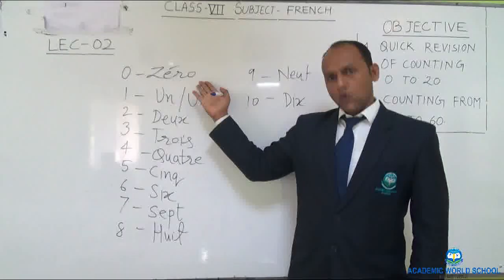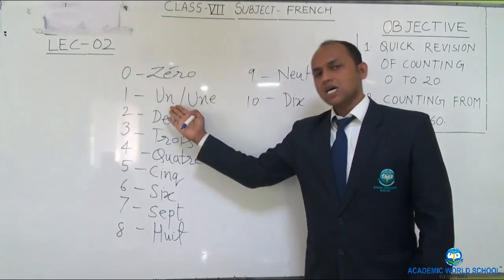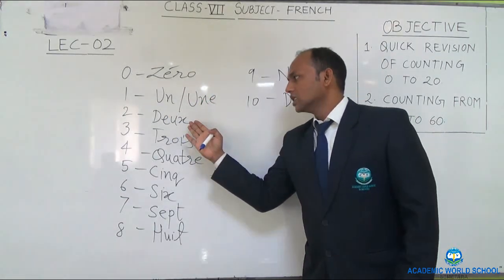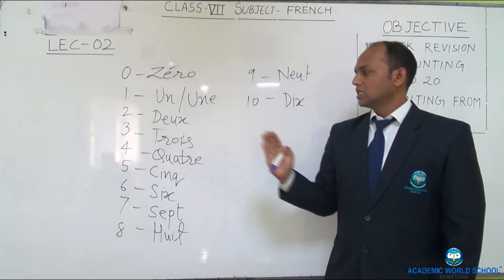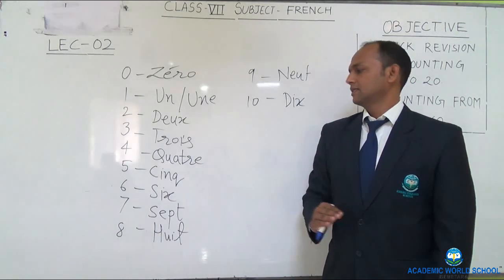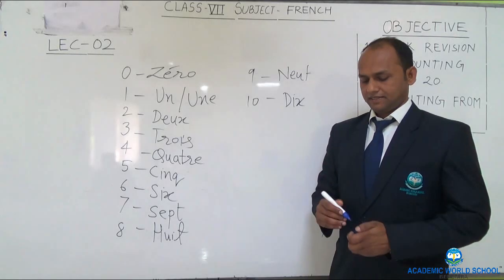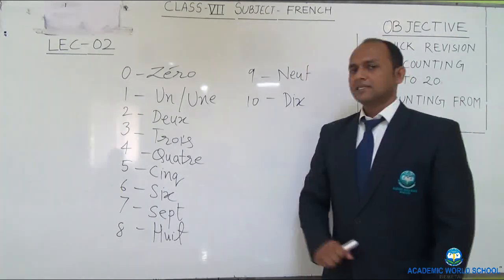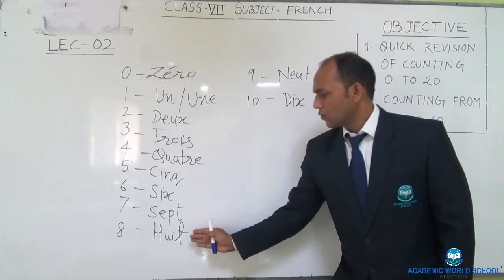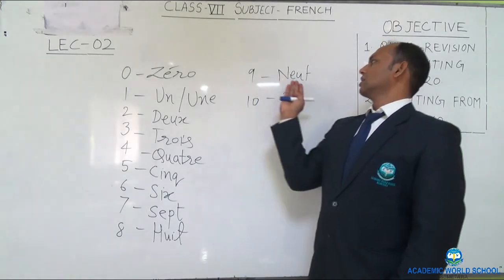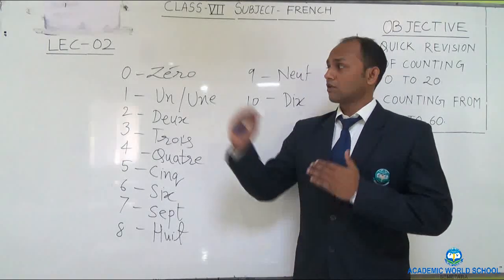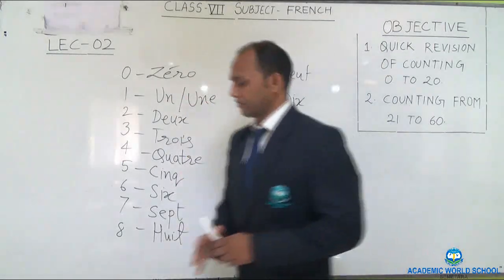Okay. 0, 1, une, deux, trois, quatre, 5, 6, 7, 8, 9, 10. Alright, so now from 11 to 20 in the revision part.